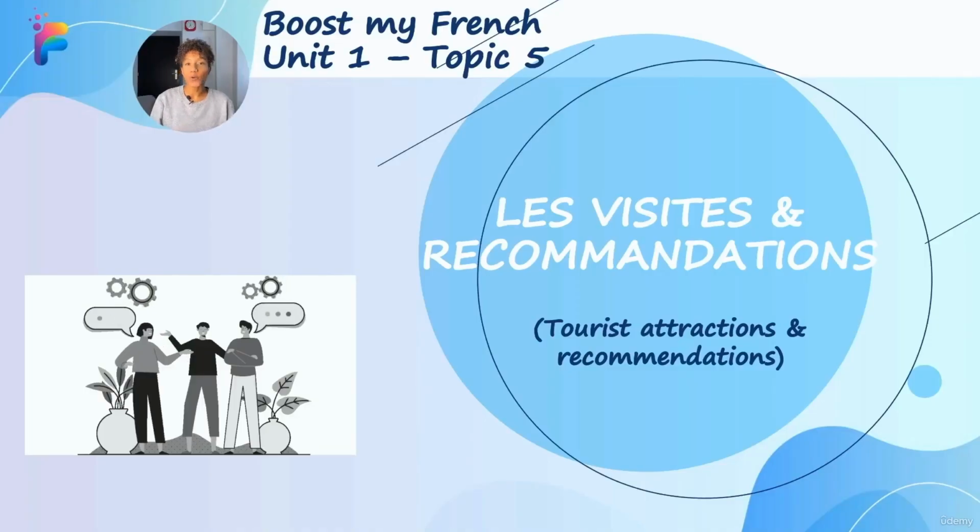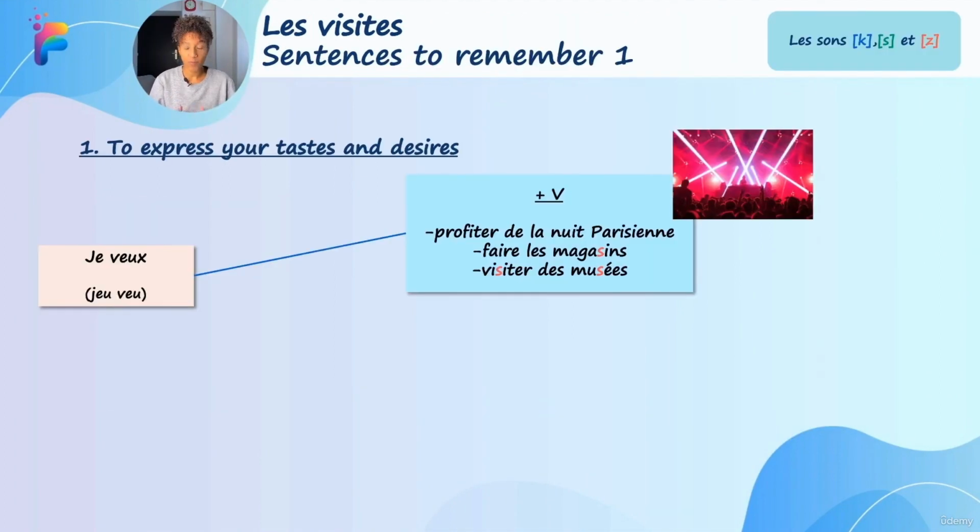Les visites et recommandations. In this lesson we'll have I want and you will use it with a verb. For example, je veux profiter de la nuit parisienne. I want to enjoy Paris nightlife. Je veux faire les magasins. I want to do some shopping. Je veux visiter les musées. I want to visit museums.